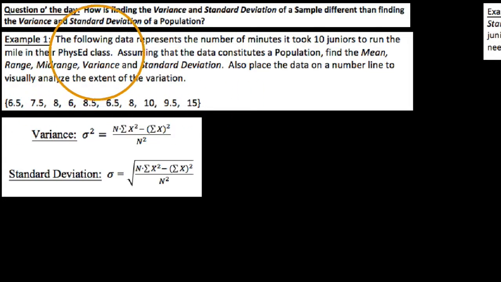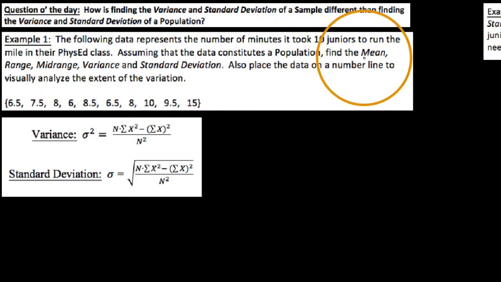So what we're going to do is look at a set of data that I constructed here, and it says that the following data represents the number of minutes it took 10 juniors to run the mile in their phys ed class. So let's go ahead and assume one thing here. We're going to say that this constitutes a population of the entire class. Let's say there are only 10 juniors in this class, so that they constitute the population of the entire class.